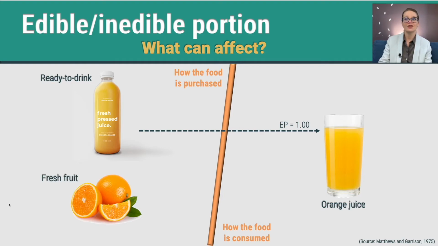But we can have another situation. We can consider that the person is buying the fresh fruit, and then preparing the orange juice. So in this case, we will have to consider that only 48% of this orange will be converted to the juice. So you can see that depending on how we consider that the food was purchased, we can also have very different edible portion coefficients.